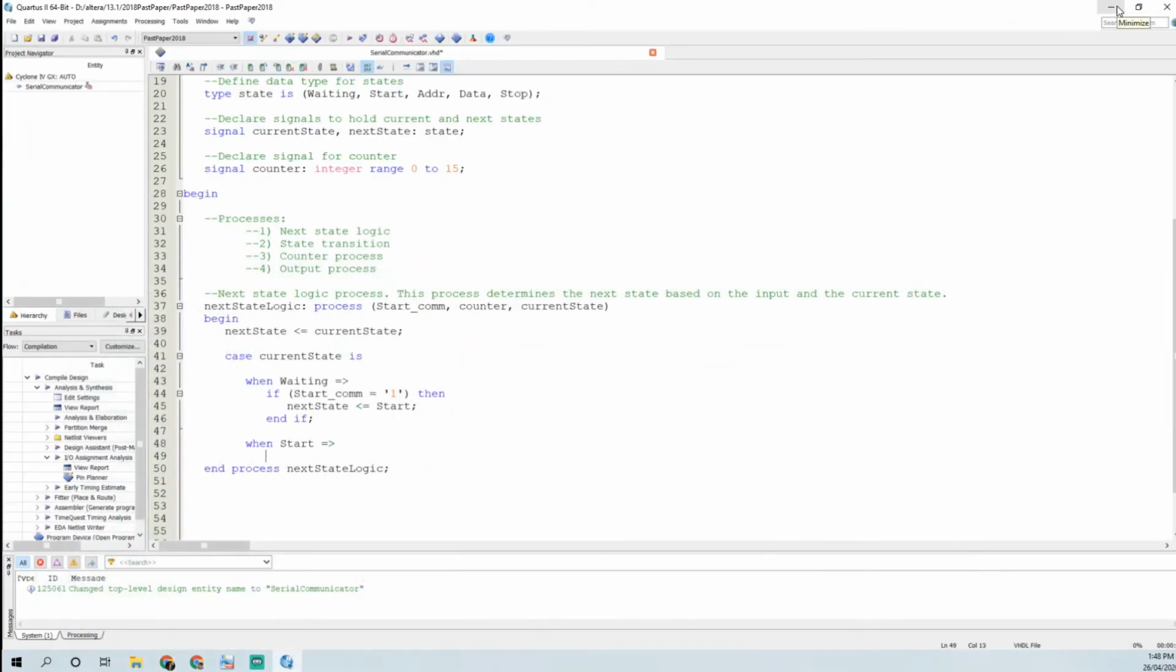All right, I don't need to increment the counter here. That's what the counter process is for. I just need to check the value of the counter. So if counter is equal to 2, right, note that this is an integer, so we don't need single quotes around it. Okay, then my next state is going to be my address state here.